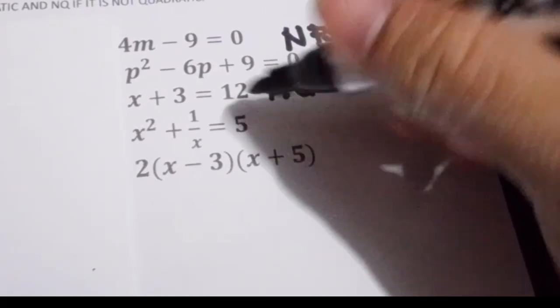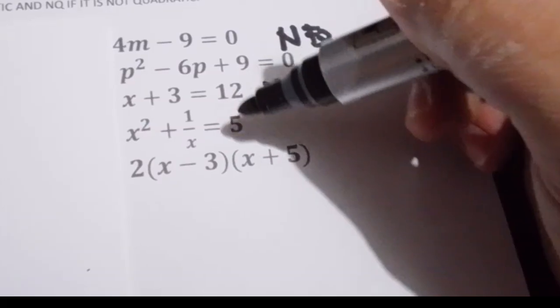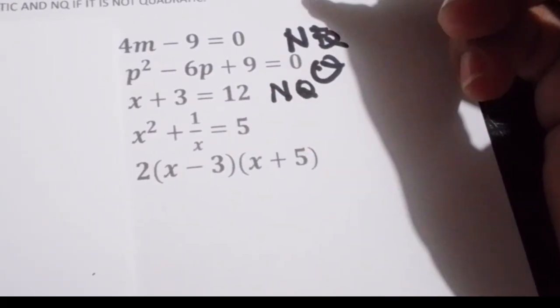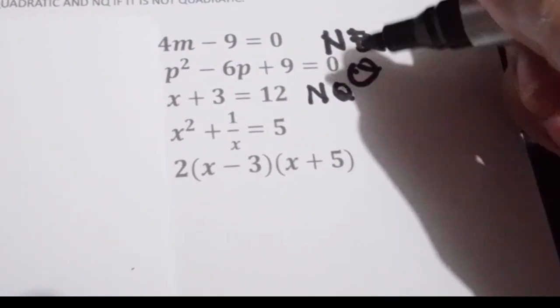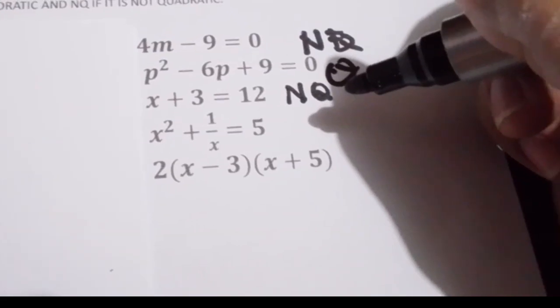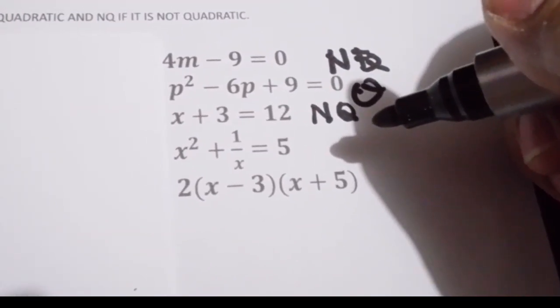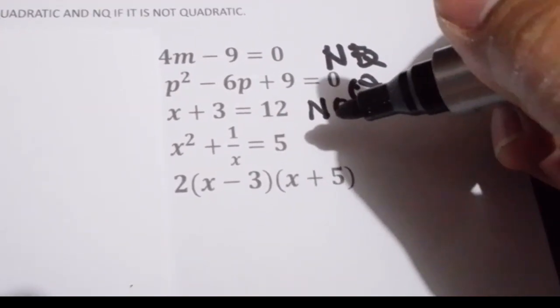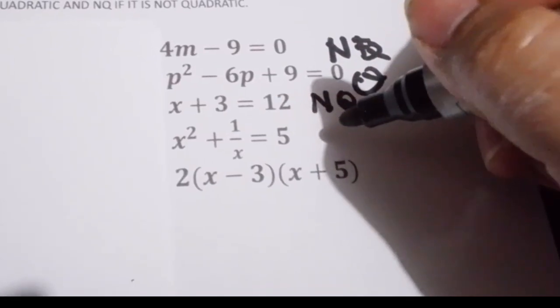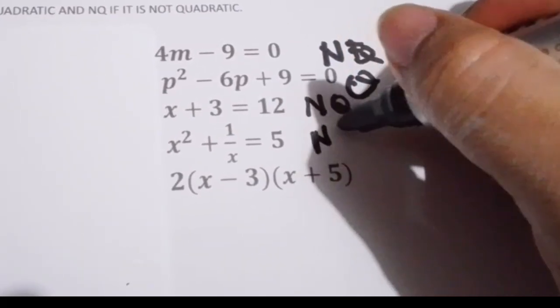Then next, x squared plus 1 all over x is equal to 5. There's a rule in quadratic equations that it is not quadratic if the variable becomes the denominator. So this is not quadratic.